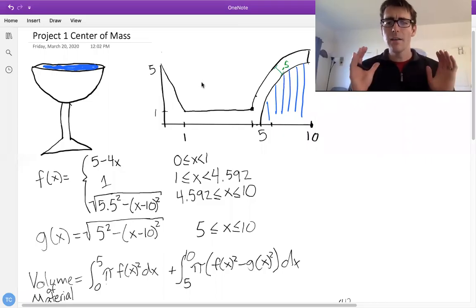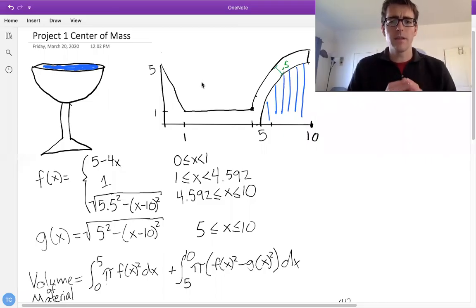Hi there. I've gotten a few questions about how to do the center of mass calculation for the Goblet project. So I'm going to make a video going through this calculation for the example I came up with, and hopefully you can use this as a template for your own projects moving forward.